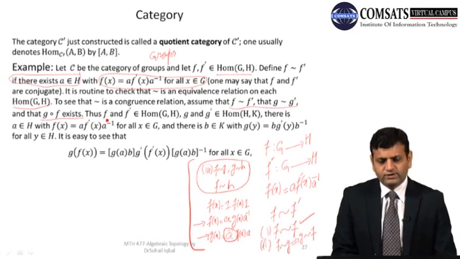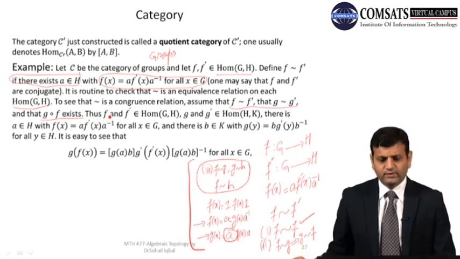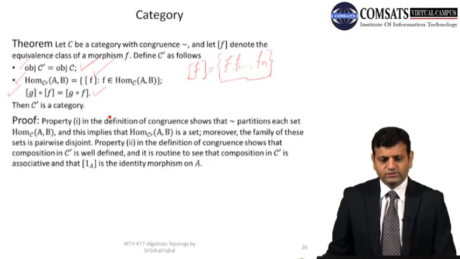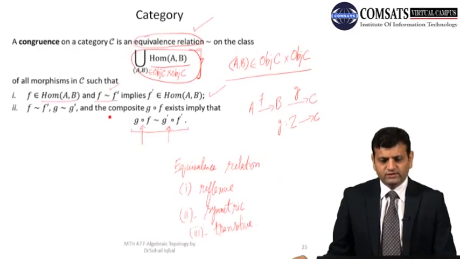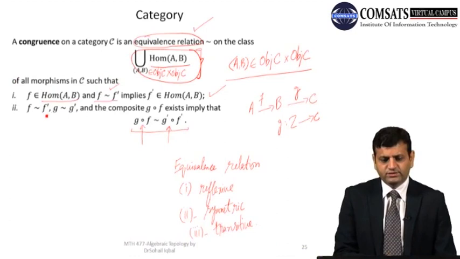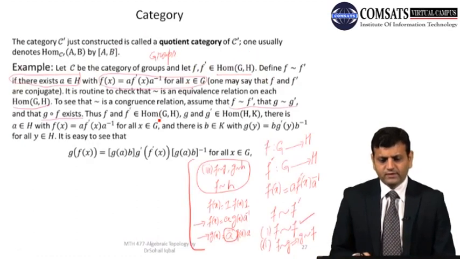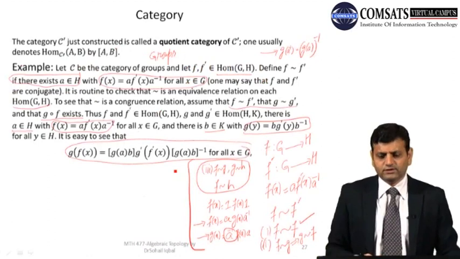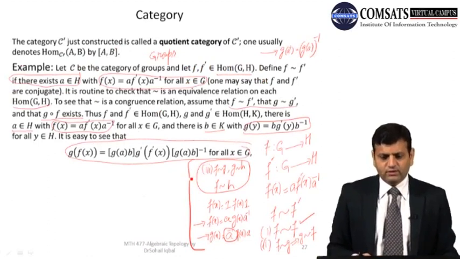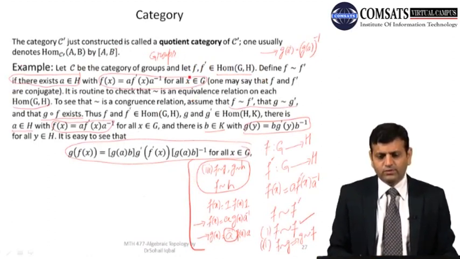Okay, so what do we need to check now? Let's go back to the definition and see what we need to check here. We need to check that if F is related to F prime and G is related to G prime, and if the composition exists, then G circle F is related to G prime circle F prime. Okay, so this is an equivalence relation on the set of all morphisms of this category.